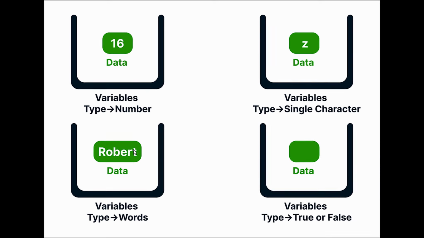And finally, we have another type of data that can only store 2 types of value, which is true or false. It cannot store any other type of value besides true or false.